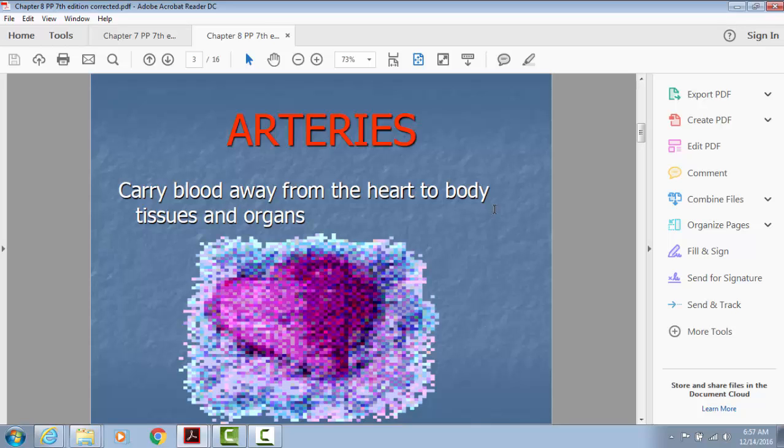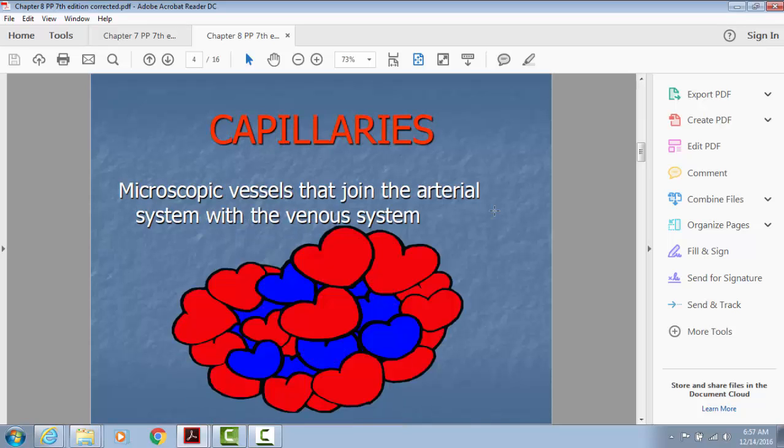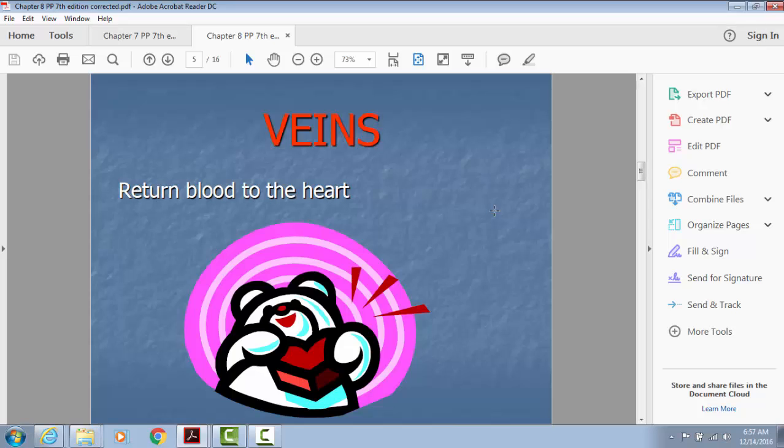So they are the vessels that carry the oxygenated blood to drop off to the body extremities and all the body tissues to oxygenate them. Capillaries then are the microscopic vessels that join the arterial system with the venous system. The veins then are the vessels that return the blood to the heart to be reoxygenated.